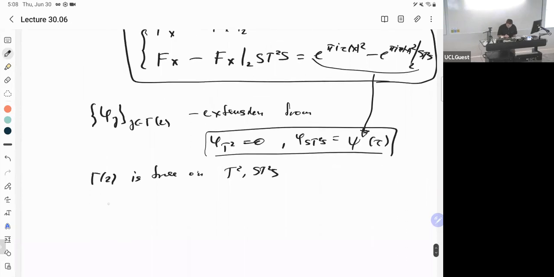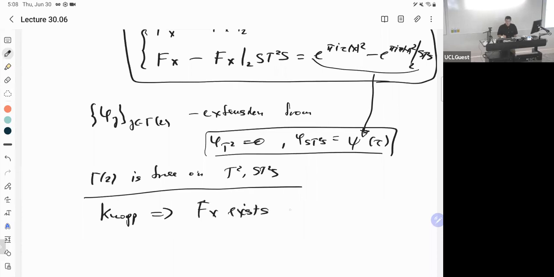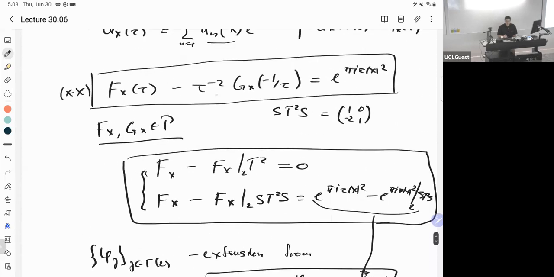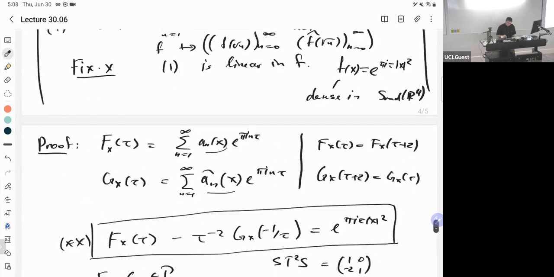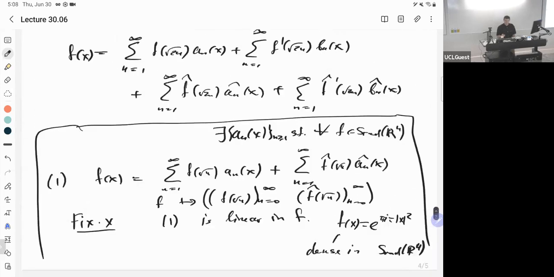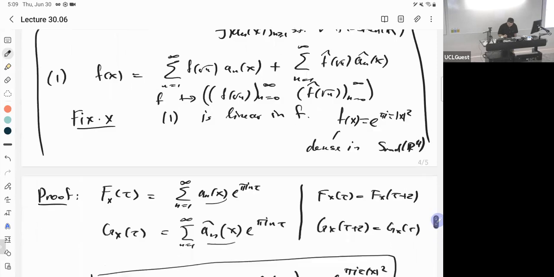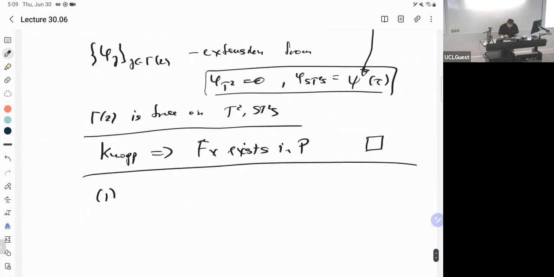And because of that, Knopp's result implies that fx exists. So there is a solution in P. And then you can also define gx by just this formula. So this proves everything. It proves that there is a formula of this type, and it is in fact unique.